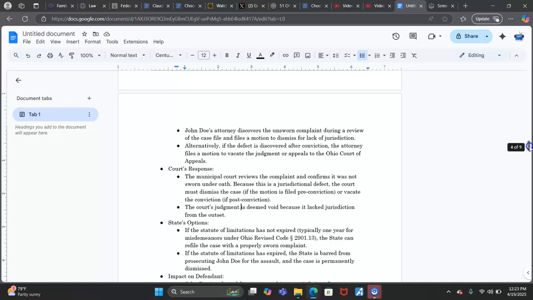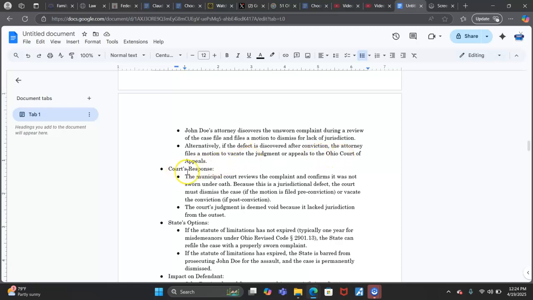I would file a motion to vacate. Well, you probably can file a motion. I don't know. I would file a motion to vacate though. But anyway, alternatively, if the defect is discovered after conviction, the attorney files a motion to vacate the judgment or appeals to the court of blah, blah, blah.